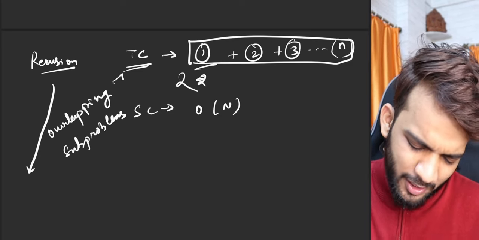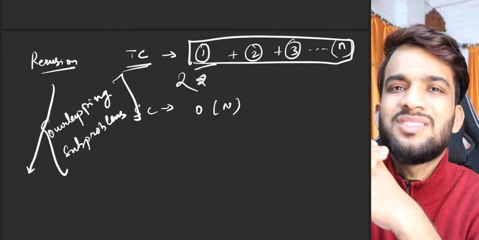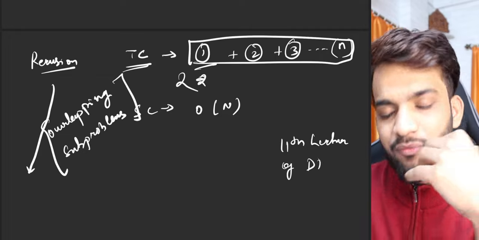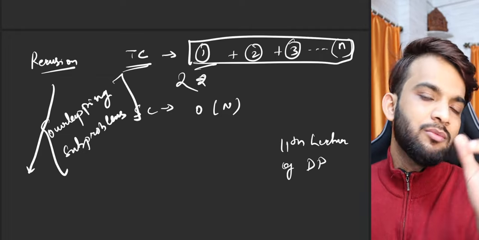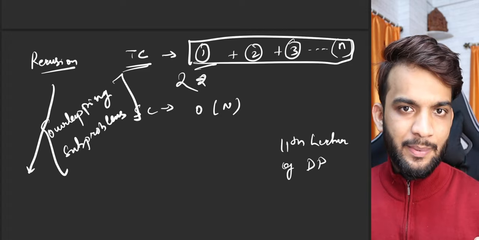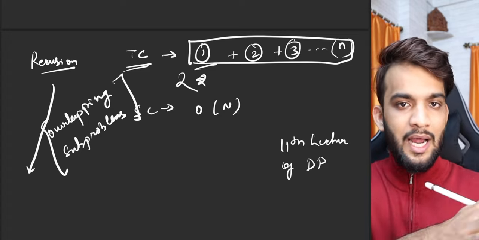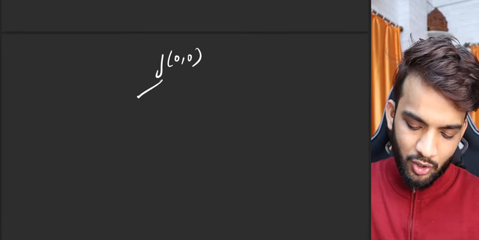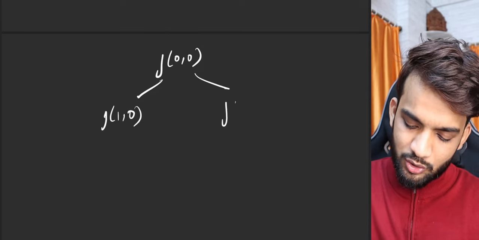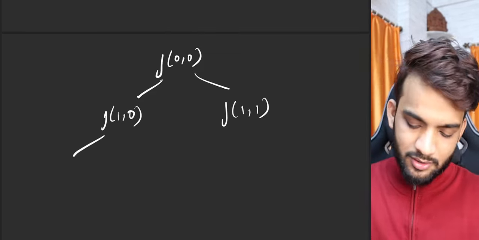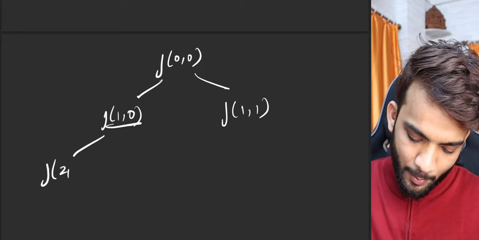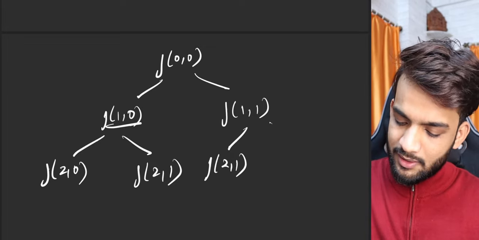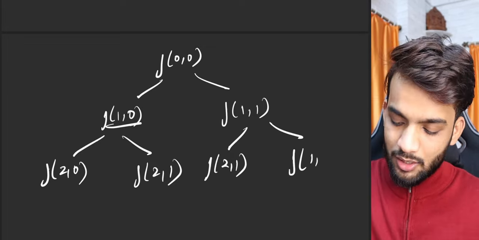And I will not be doing any more recursion trees, because this is the 11th lecture of the DP series, and I am assuming that you have been following the DP series from the first lecture. So you all know what overlapping subproblems are. If you want to figure out whether there are overlapping subproblems, you just need to start from f of 0, 0, go across to f of 1, 0, go across to f of 1, 1. Keep on going. The next one will be f of 2, 0, the next one will be f of 2, 1, and this will be f of 2, 2.